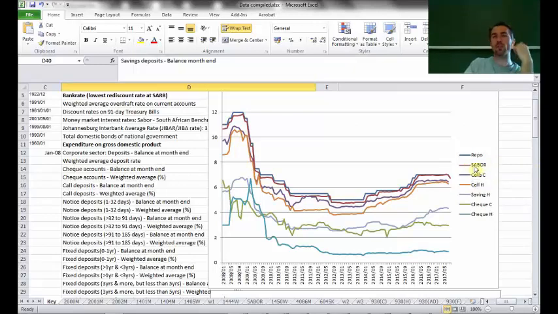So this is the rate at which banks lend to each other. So you can see that the rates at which they lend to each other basically look exactly the same as the repo rate. And then you get the interest rates that the banks pay on deposits. And all those interest rates then sit below the repo rate. My interest is in why this check account line doesn't look much like the repo line.